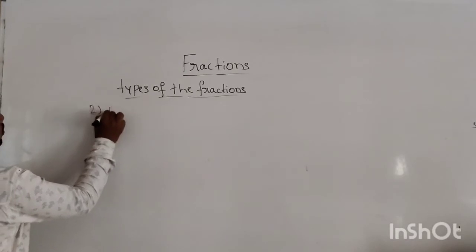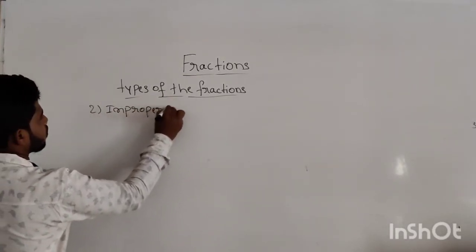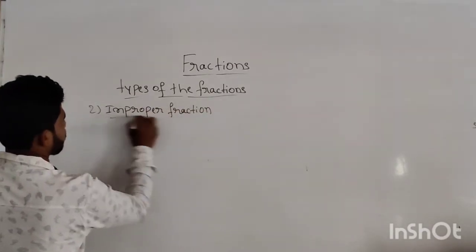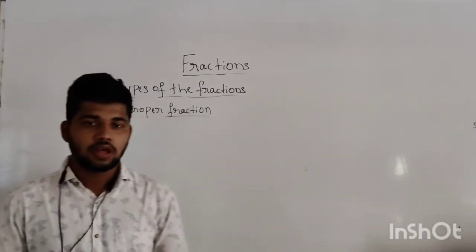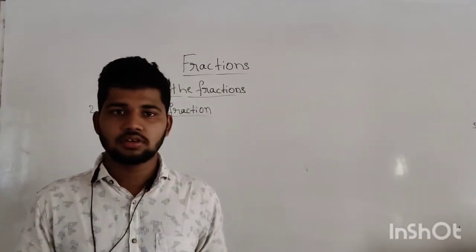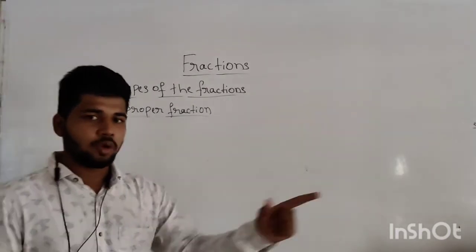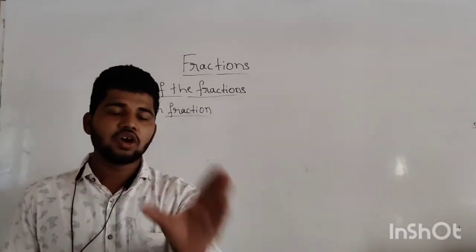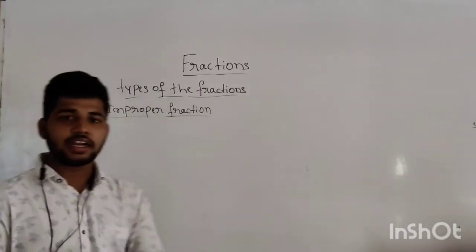Second one, improper fraction. What is the definition of an improper fraction? Already you learned about the proper fraction. An improper fraction is a fraction in which the denominator is less than the numerator. In a proper fraction, the numerator is less than the denominator. In an improper fraction, the denominator is less than the numerator and the value is greater than 1.